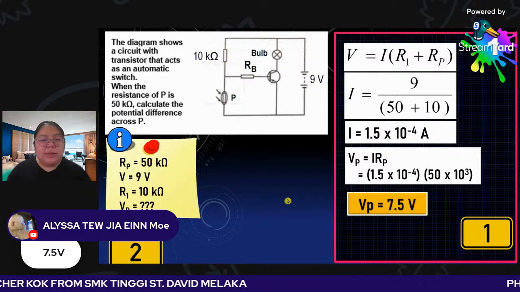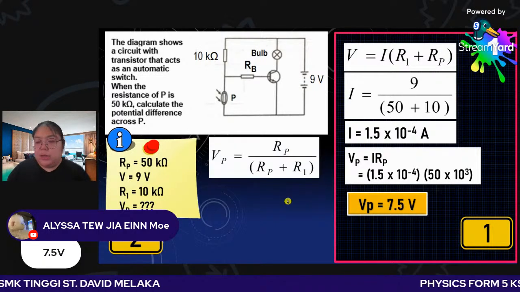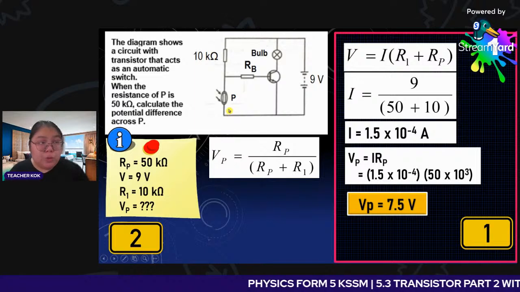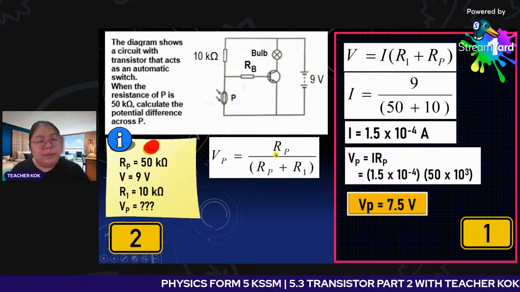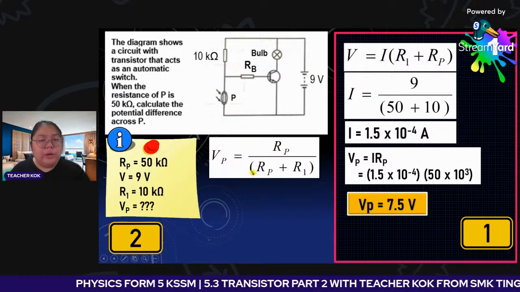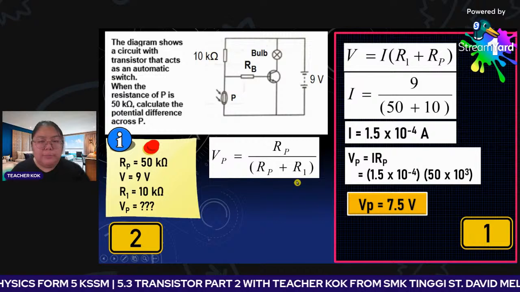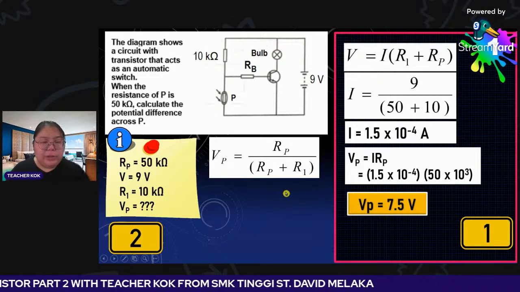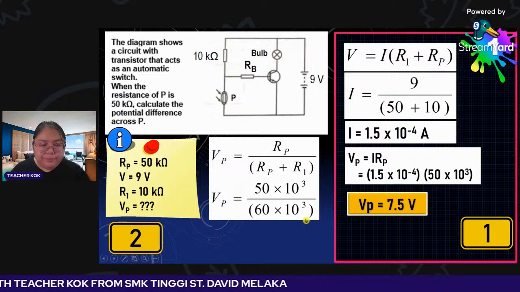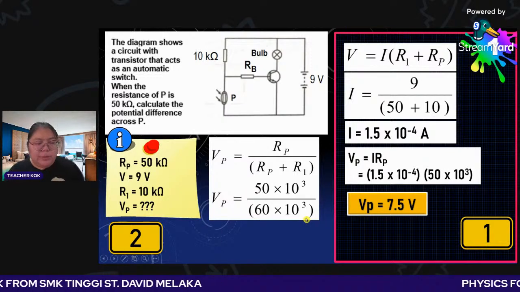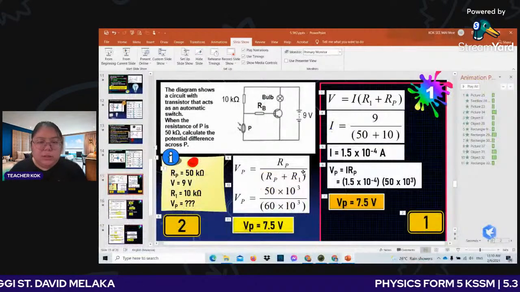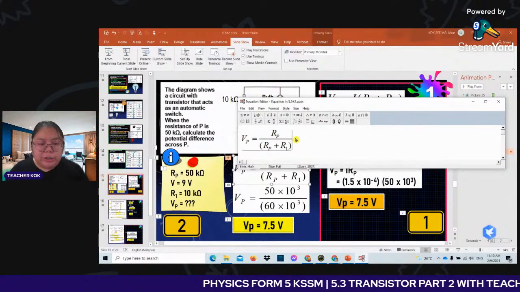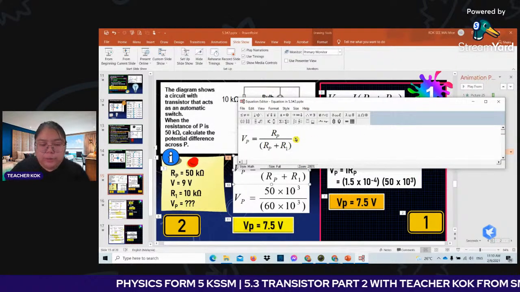For the second method, I just use the formula. Remember the formula: VP is V2, so VP means RP over the total resistance. Sorry, I missed one thing. Here you must multiply by the V. If not, you cannot do the calculation. So multiply by the V.